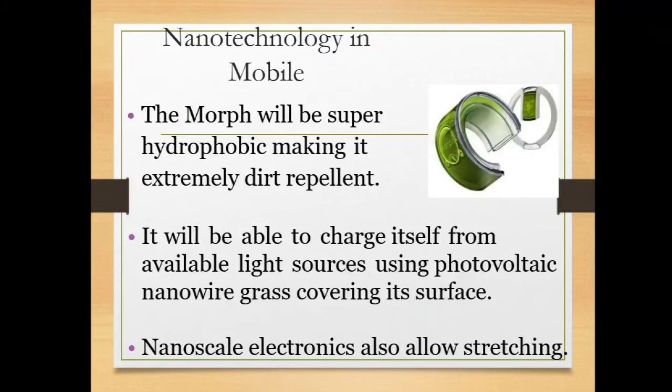We also have the nanotechnology in mobile. Morph, a nanotechnology concept device developed by Nokia Research Center and the University of Cambridge, UK. The Morph will be super hydrophobic, making it extremely dirt repellent. Hydrophobic means fear of water. It will be able to charge itself from available light sources using photovoltaic nanowire glass covering its surface.